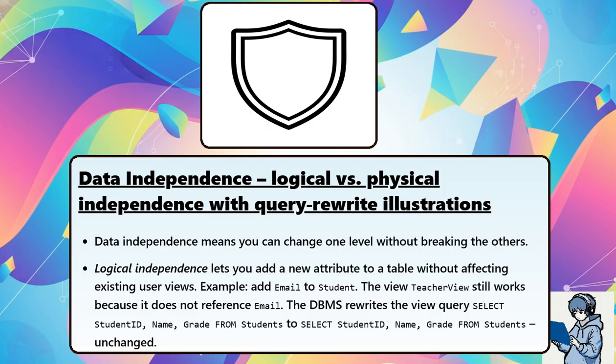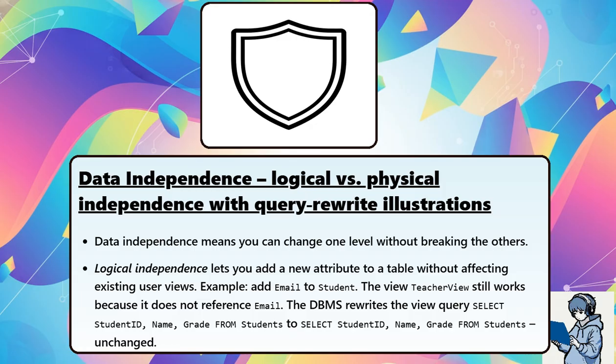Logical independence lets you add a new attribute to a table without affecting existing user views. Example, add email to student. The view teacher view still works because it does not reference email. The DBMS rewrites the view query select student ID, name, grade from students to select student ID, name, grade from students unchanged.